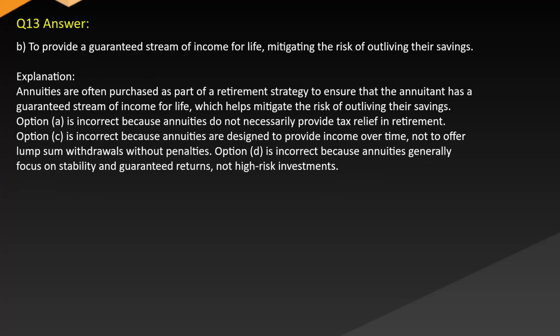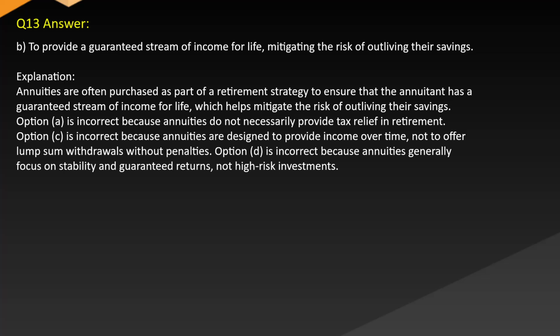Answer B. To provide a guaranteed stream of income for life, mitigating the risk of outliving their savings. Explanation. Annuities are often purchased as part of a retirement strategy to ensure that the annuitant has a guaranteed stream of income for life, which helps mitigate the risk of outliving their savings.